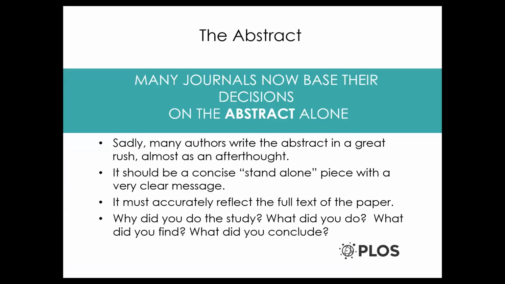Okay, so many journals now base their decisions on the abstract alone. And many authors write the abstract in a great rush, almost as an afterthought. Personally, I think you should write your abstract first, or perhaps write an outline of your paper that allows you to write the abstract, because then it might even help you figure out what's missing from your paper. So it should be a concise standalone piece with a very clear message.